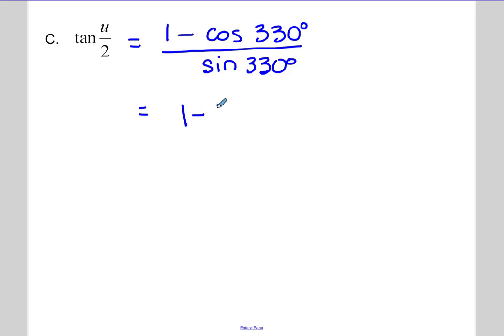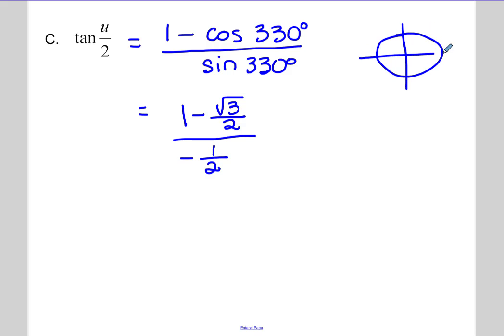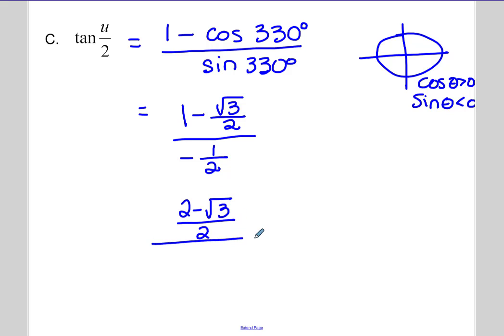And cosine of 330 we already established was root 3 over 2. Sine of 330 was negative 1/2, because in quadrant 4, cosine is positive and sine is negative in that quadrant. And getting a common denominator here, we would have 2 minus root 3 divided by 2, and that entire fraction divided by 2.